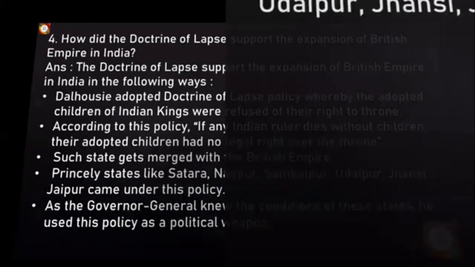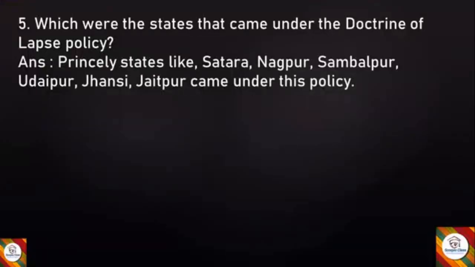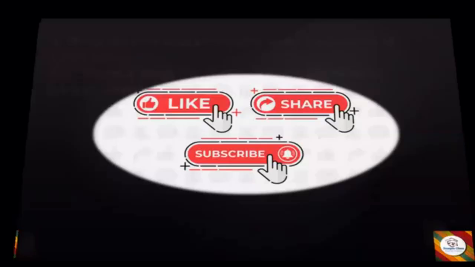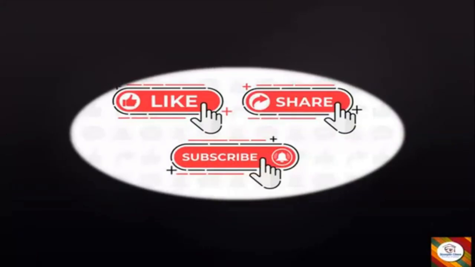Next one. Which were the states that came under the doctrine of lapse policy? Answer. Princely states like Satara, Nagpur, Sambalpur, Udaipur, Jhansi, and Jaipur came under this policy. Okay, these are the princely states that came under the doctrine of lapse, and this was the answer. So with these few question and answers, we have come to an end.